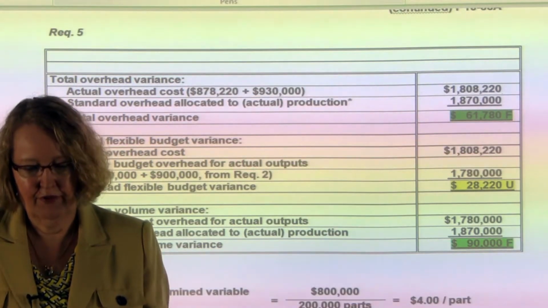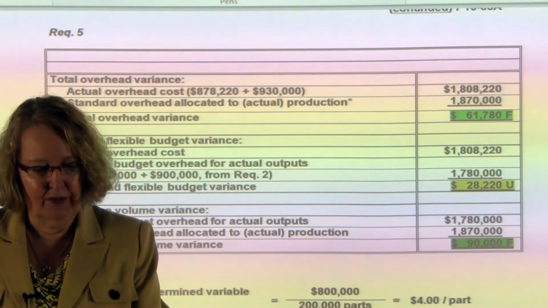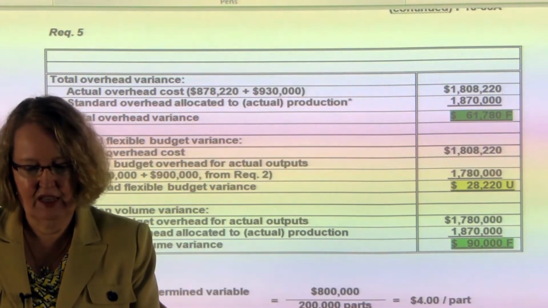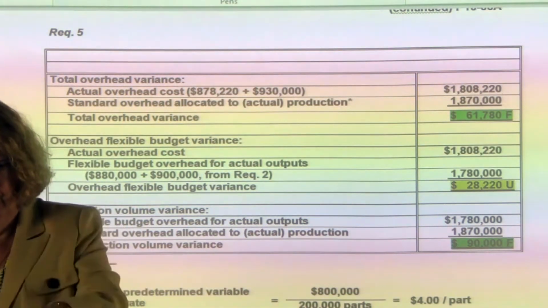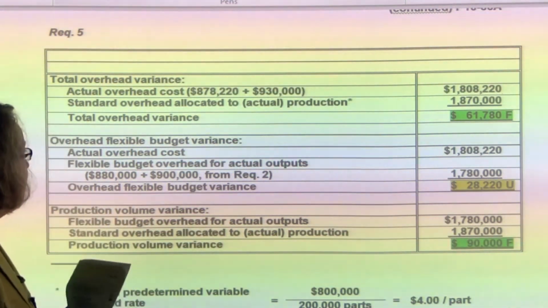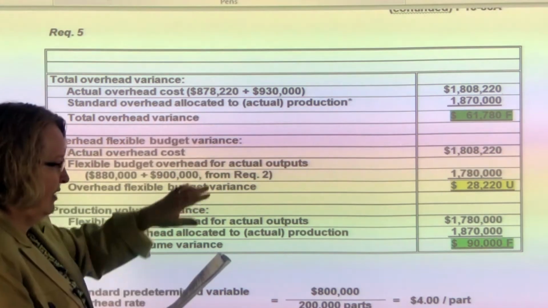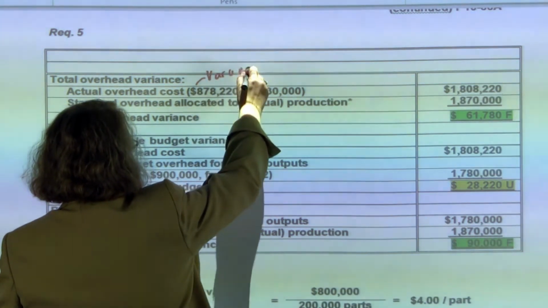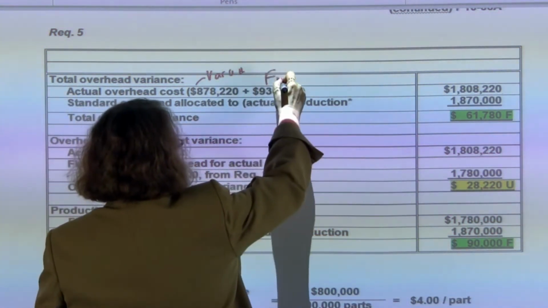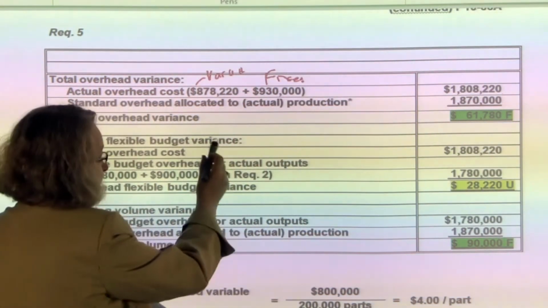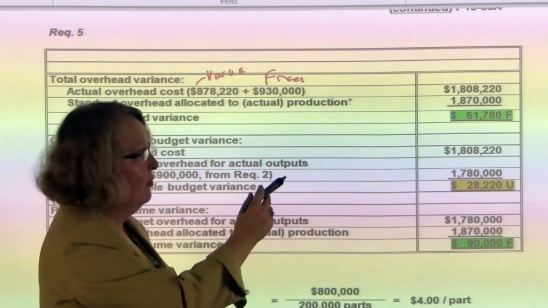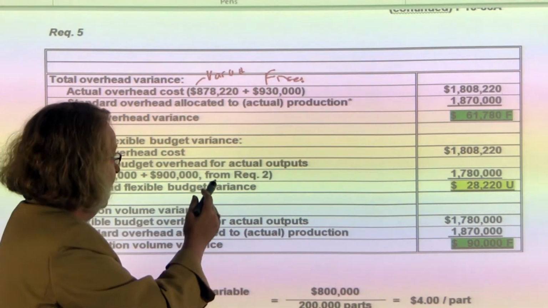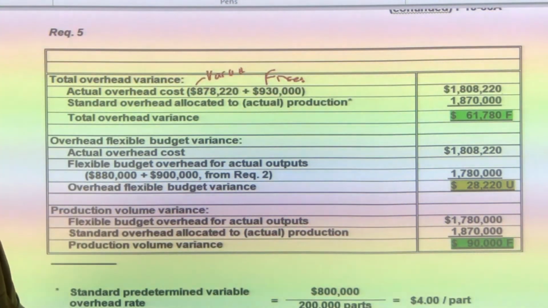So for requirement 5, we're asked to, for manufacturing overhead, compute the total variance, the flexible budget variance, and the production variance. So first of all, the total variance, we have the 878, so that is your variable overhead, and the 930, that is your fixed. So your actual overhead cost, fixed and variable, is 1,808,220.